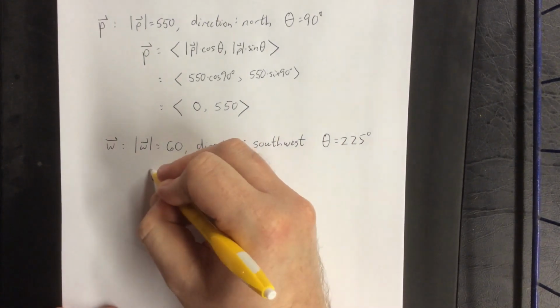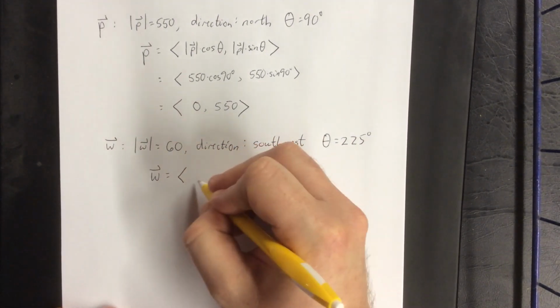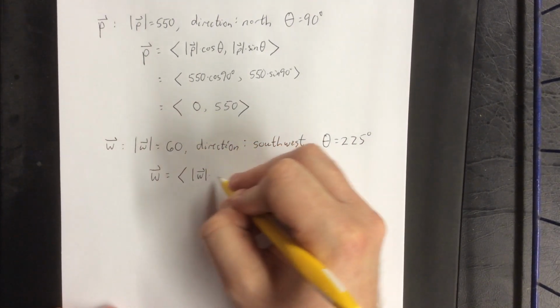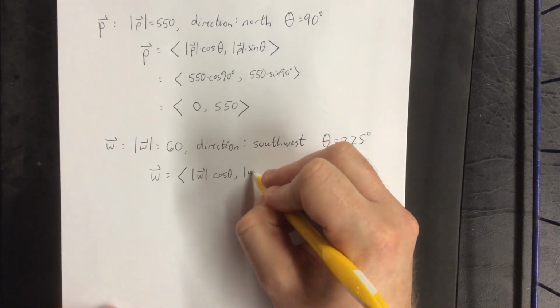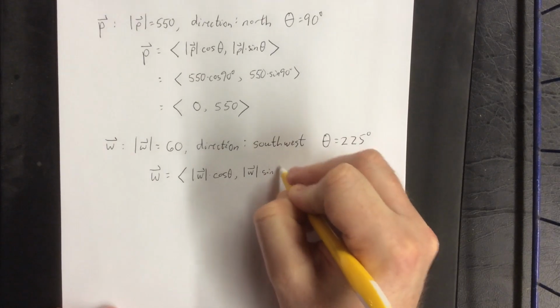That means that our wind vector is going to be magnitude of the wind vector times the cosine. I should probably use a different Greek letter for this, but it's too late. I'm committed.